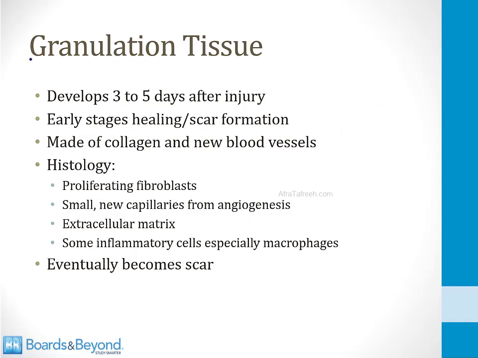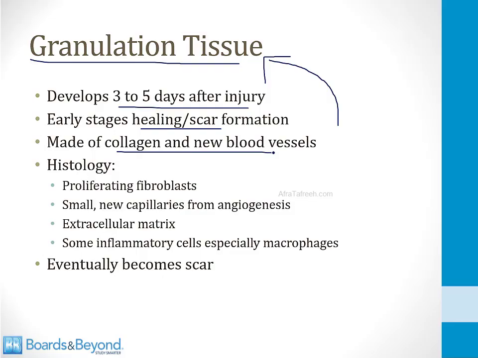Let's talk about the term granulation tissue. Granulation tissue is tissue you can see 3 to 5 days after an injury, and it represents the early stages of healing and scar formation. You want to be familiar with this term, especially in your third year on your surgical rotations, because surgeons will often refer to the presence of granulation tissue within a wound. It's made up of collagen and new blood vessels, and if you look at it under the microscope, you see things that should make sense to you at this point in this video.